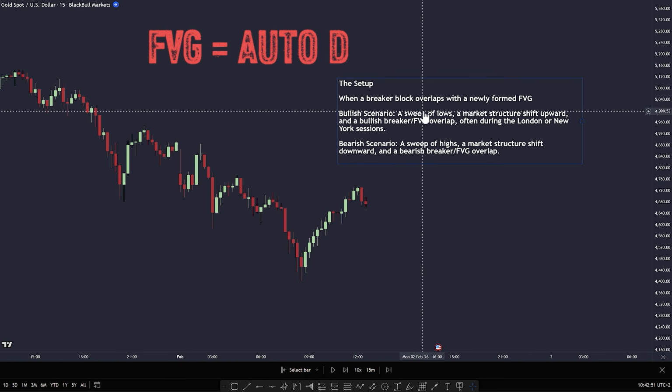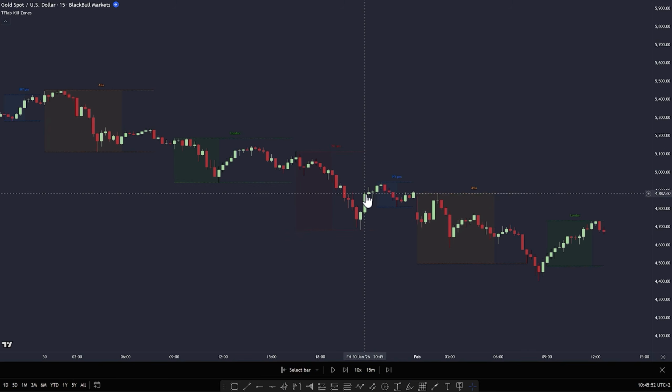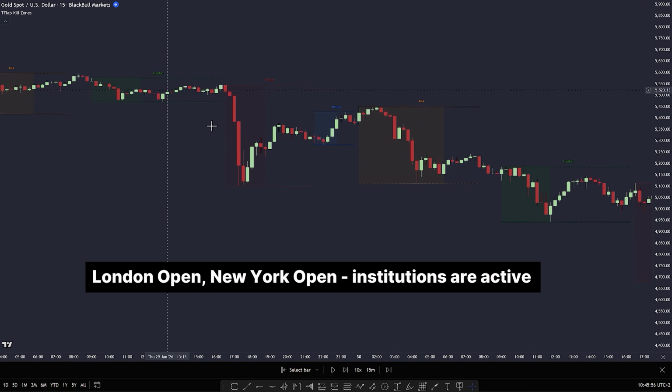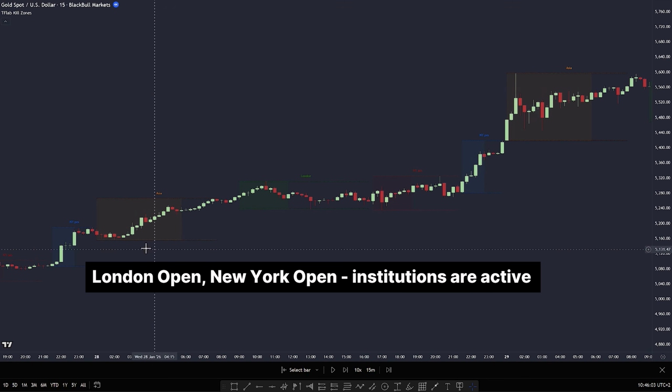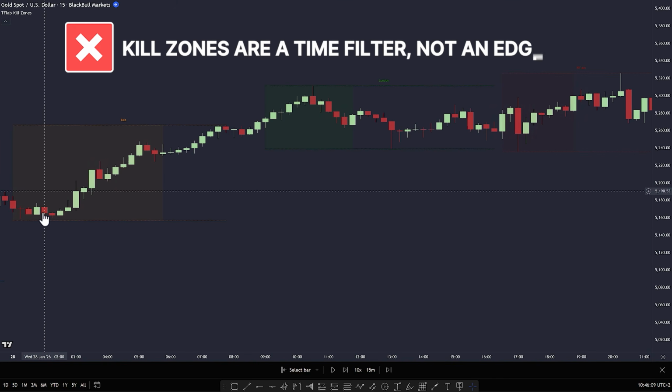Here's something that actually holds up. Kill Zones, C tier. I know this is going to upset people. London Open, New York Open, specific sessions when institutions are active. The concept is real. Institutions trade during business hours. Volume proves it. But here's the thing. Kill zones are a time filter, not an edge.